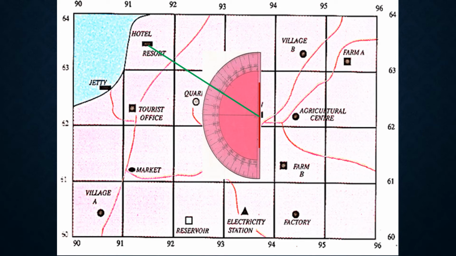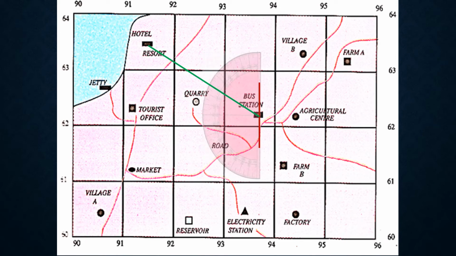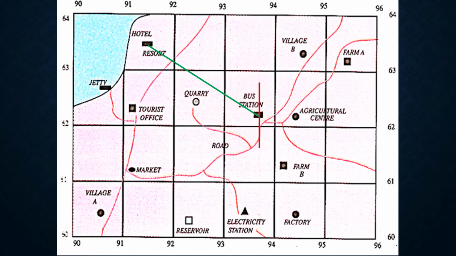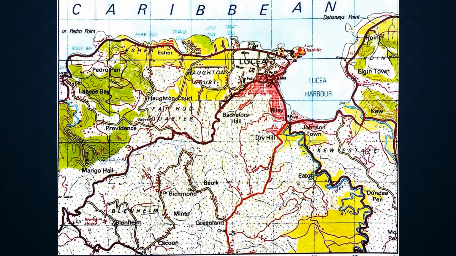Again, for emphasis, just to show you how it is placed on the line. Okay, so now we're going to take it a step higher. We're now going to be working with an actual map, and this is the map of Lucy in the parish of Hanover.